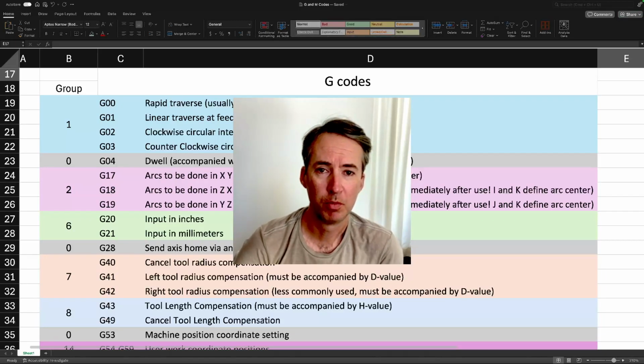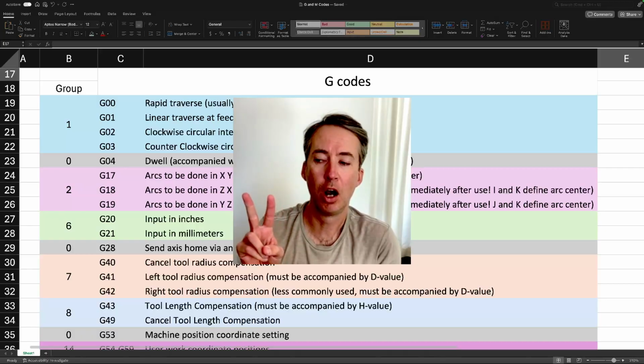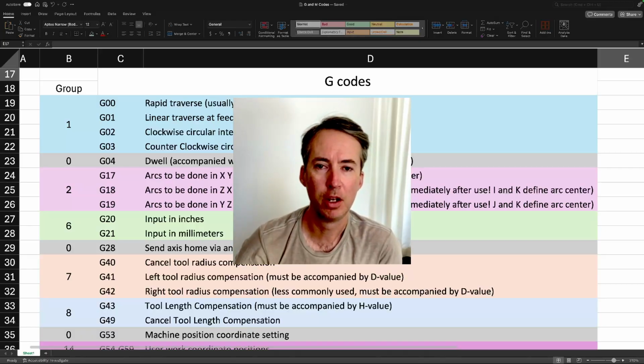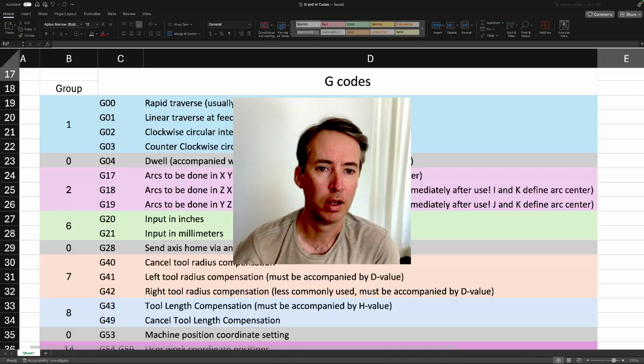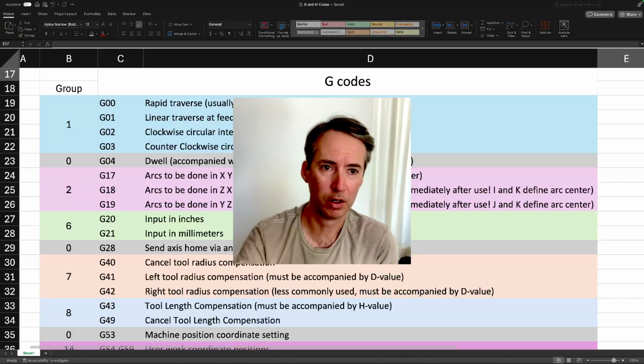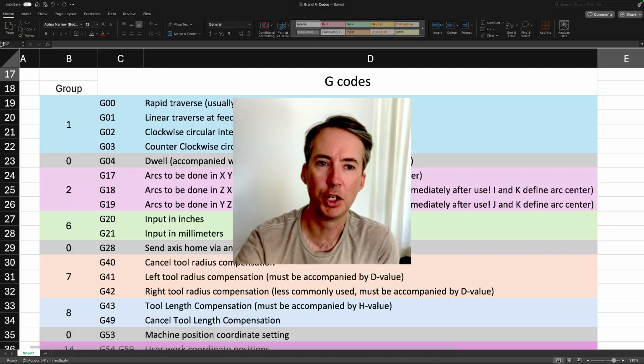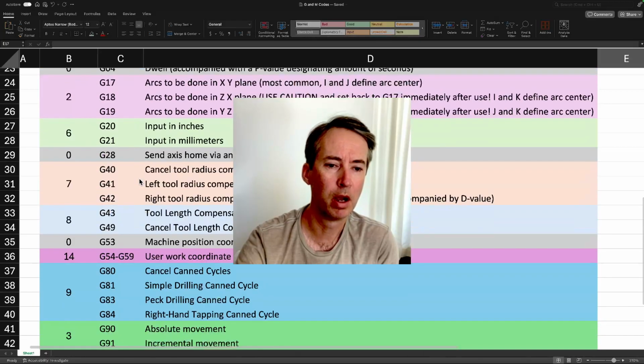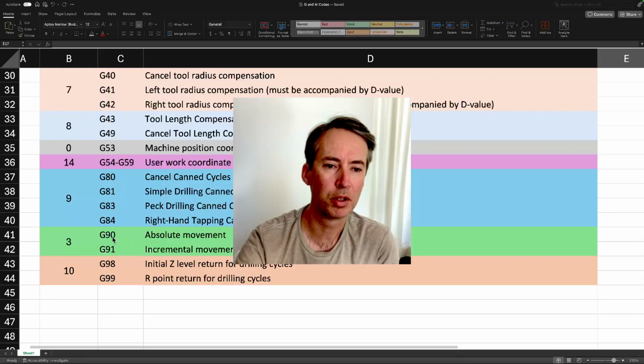Hey, I'm Alex from cnc-o-rama, and this is our second video in a series on G codes, specifically for the CNC mill. So in the last video, we covered G0 and G1, the rapid and the linear moves. And then we also looked at absolute and incremental, G90 and G91.